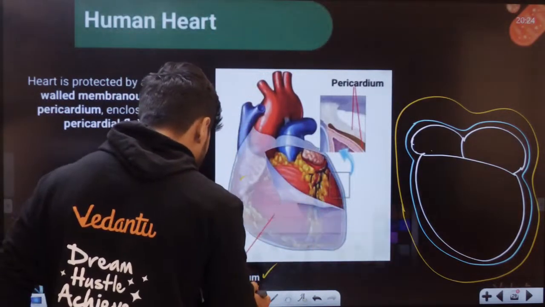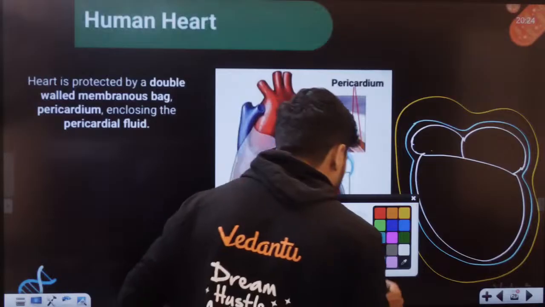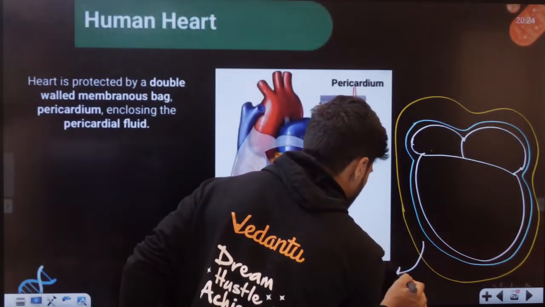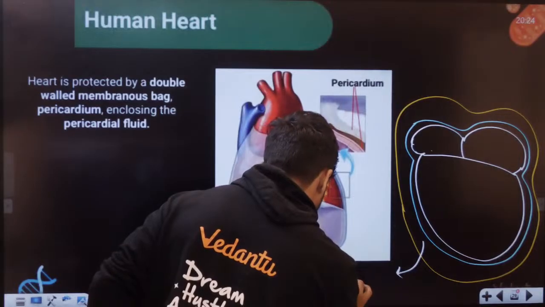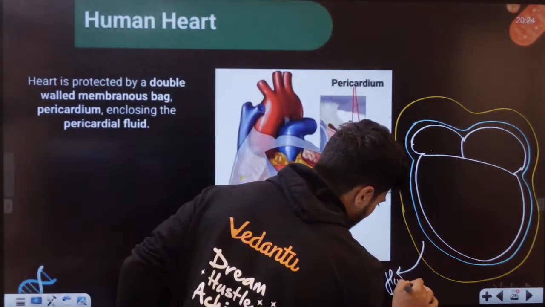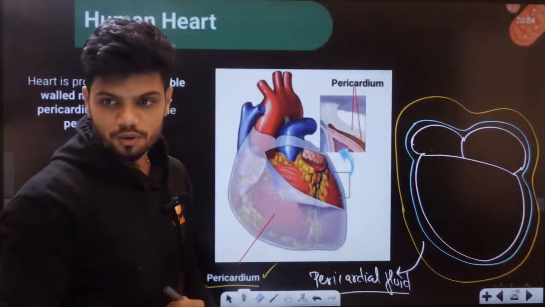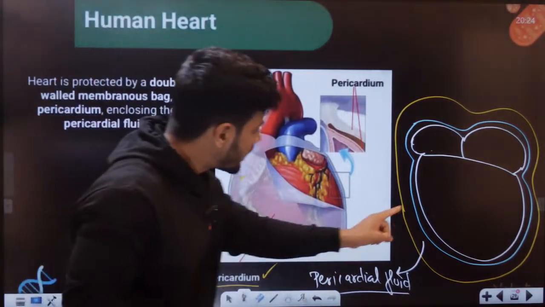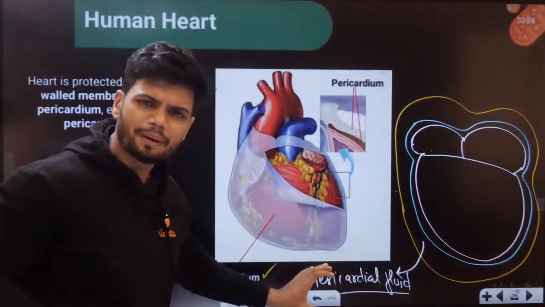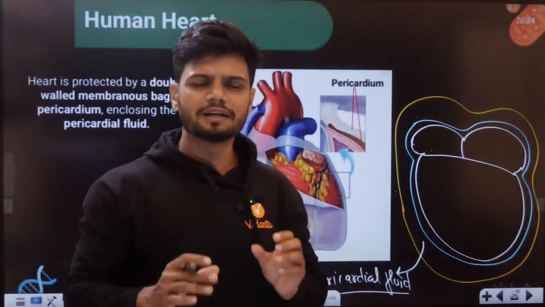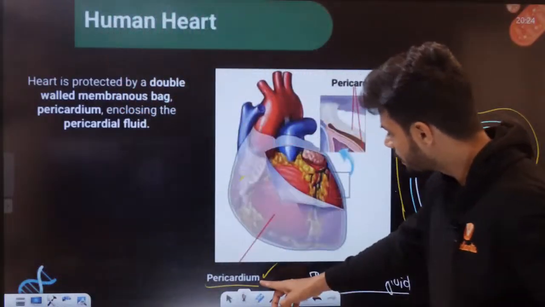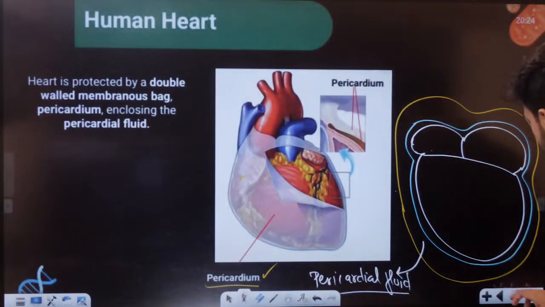And between these two, students, what is there? Between these two there is pericardial fluid. So here in the middle, what will be there, students? In the middle there will be pericardial fluid. Pericardial fluid is present in the middle. Okay, so we have the inner pericardium, the outer pericardium, and right in the middle pericardial fluid. Pericardial fluid will help in absorbing shock, any type of shock. So the layer is called what? Pericardium, students. Okay.